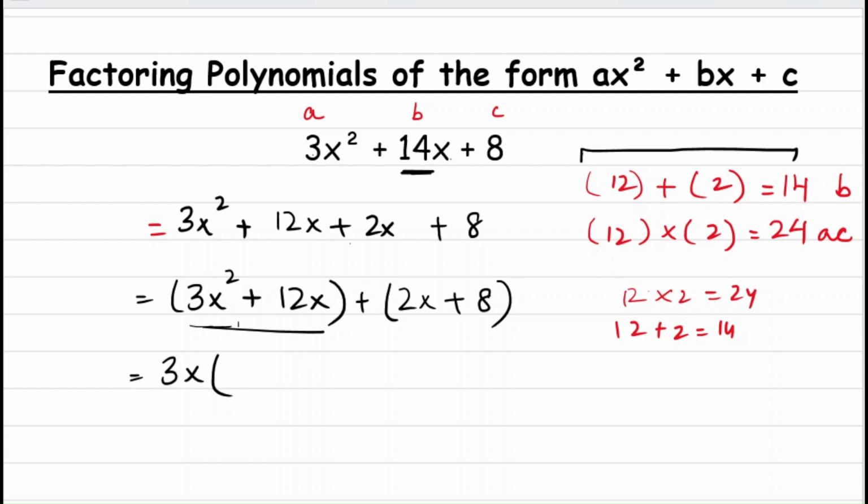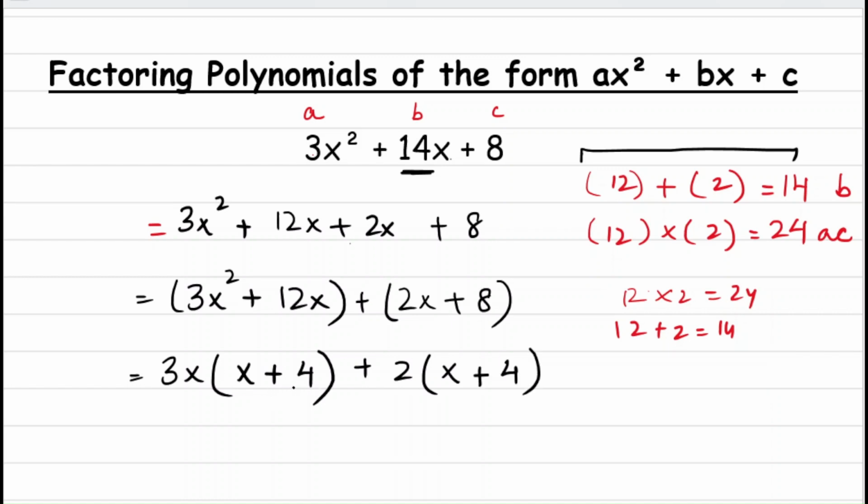Now, what will be my first term over here? 3x squared divided by 3x is x. 12x divided by 3x gives me 4. Plus, what is the common factor of 2x and 8? That's 2. 2x divided by 2 is x, 8 divided by 2 is 4.